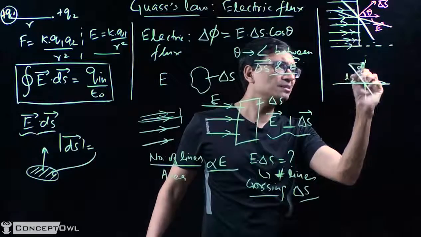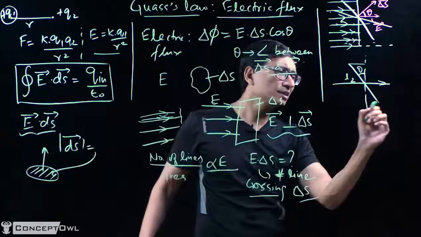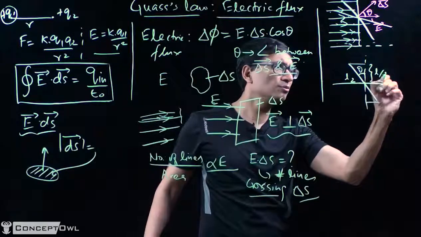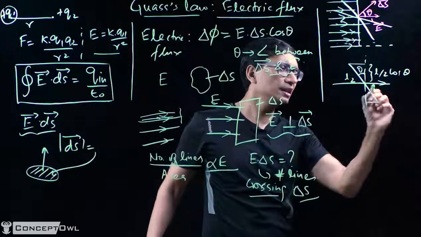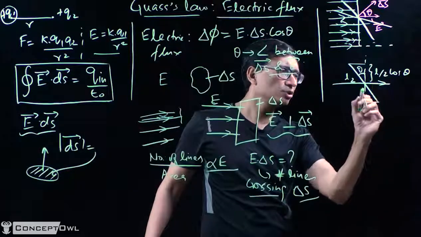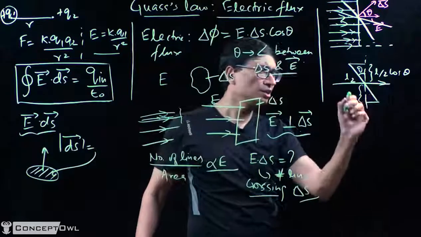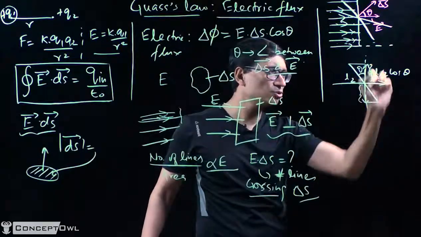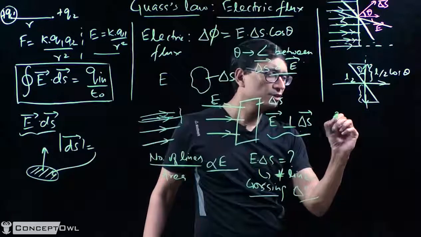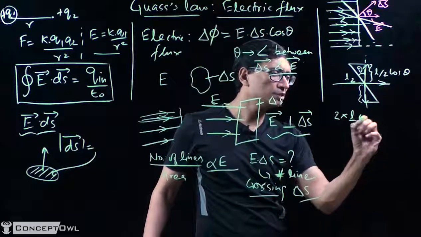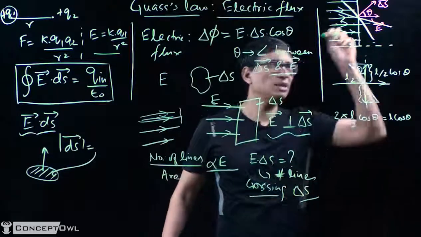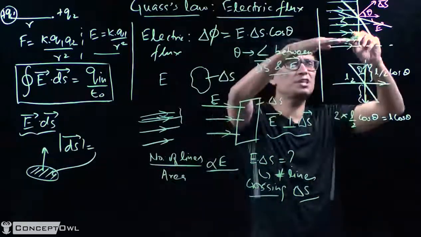Now I need to take this length, and similarly I'll take this length here. So this is L by 2, this is going to be L by 2 cos theta, and this also would be L by 2 cos theta, right? So now this total length from here to here is going to be nothing but 2 into L by 2 cos theta. This is equal to L cos theta, right? Now the other side is still perpendicular.